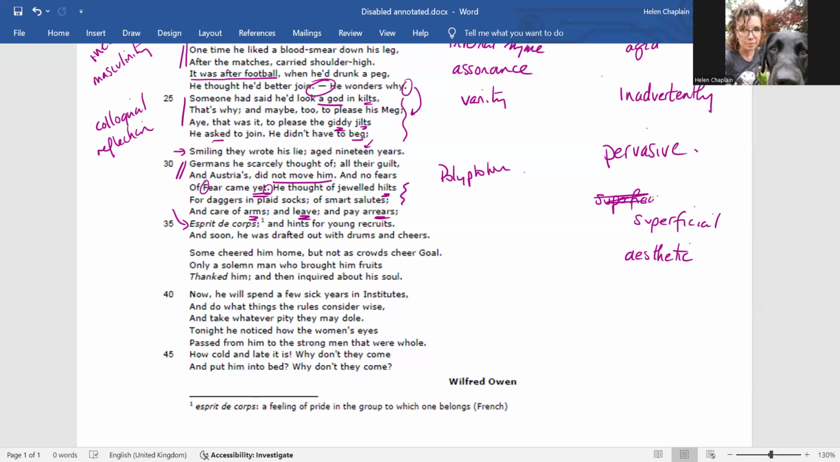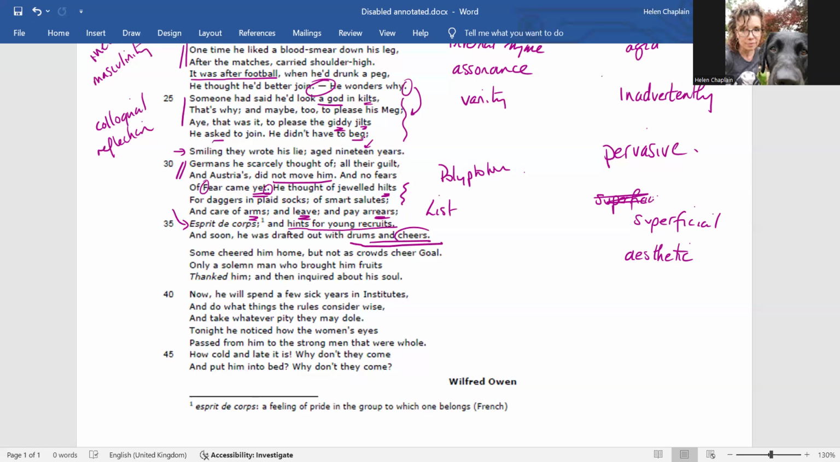So it's all of the advantages, the kind of things that young recruits, if you are recruited, you're called up to, not quite called up because that would be conscription, but you join in something, right? So he thinks of all the positive things and he doesn't have any idea of what he's getting himself into. So this list really does show his naivety, his innocence. And then soon he was drafted out with drums and cheers. So he gets what he wants on the way out, right?